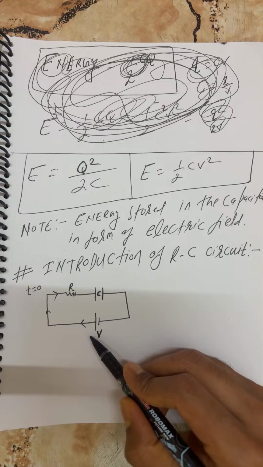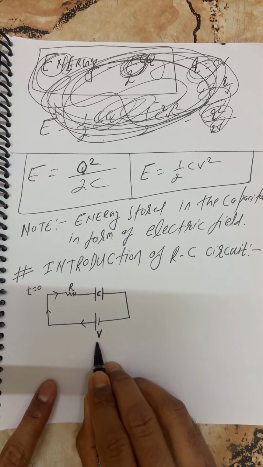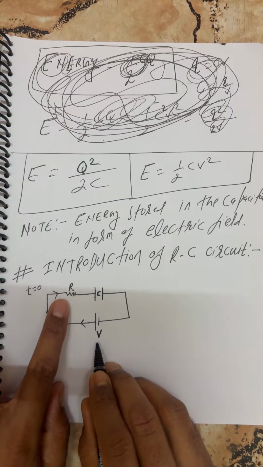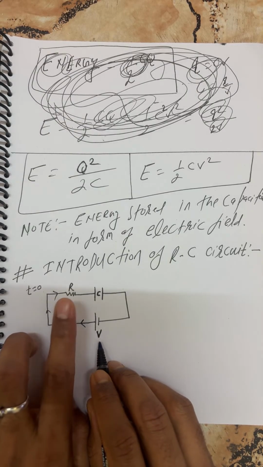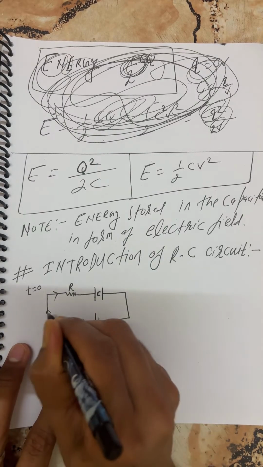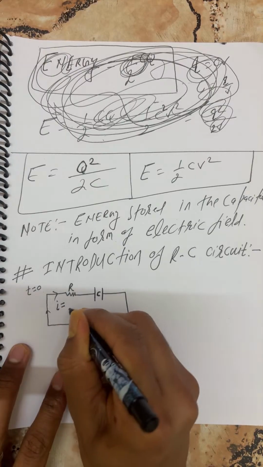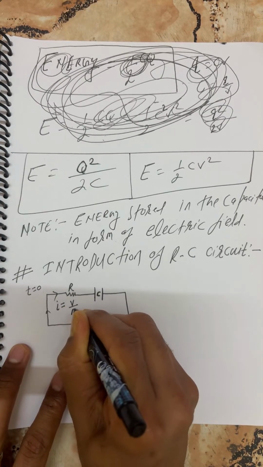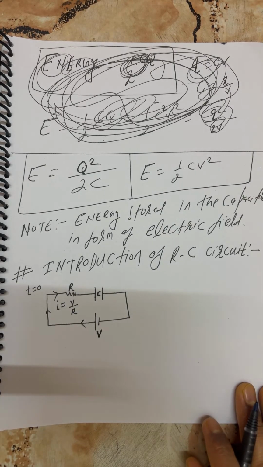So now we can see charge on the positive plate. The source of the charge is the negative plate of the capacitor. So this entire potential difference V will be totally exhausted by this resistor only. So at t = 0, the current passing through the circuit is I = V/R.